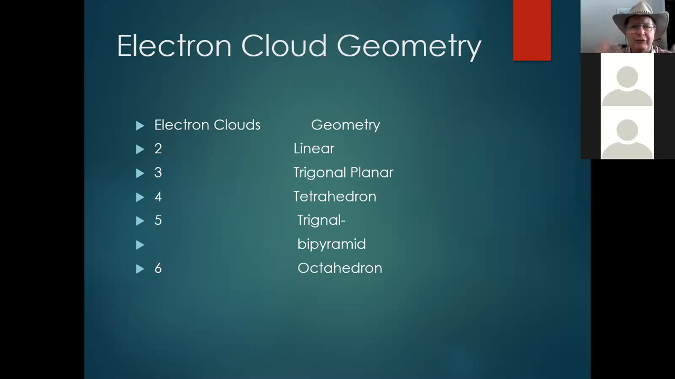Now we're adding some things. Up to that point, you know what I'm talking about. Now, if I had five things around my center atom, I have a new shape that you haven't been introduced to before called trigonal bipyramid. If I have six things around it, I have an electronic shape of octahedron, and I will show you what those look like in a few minutes.